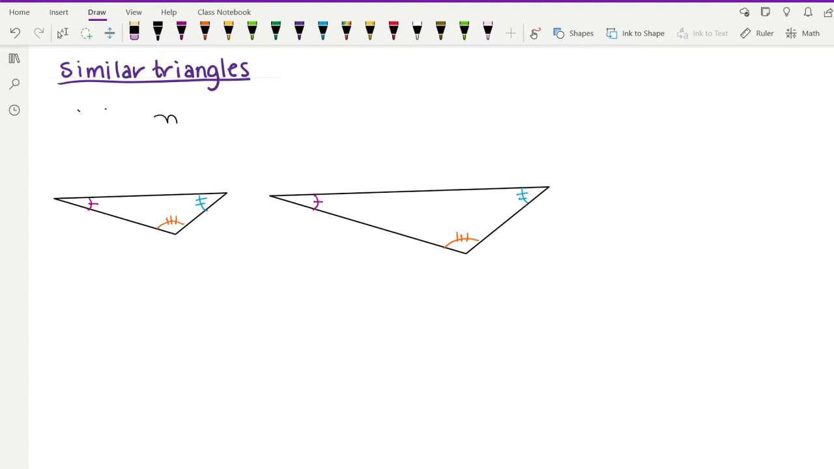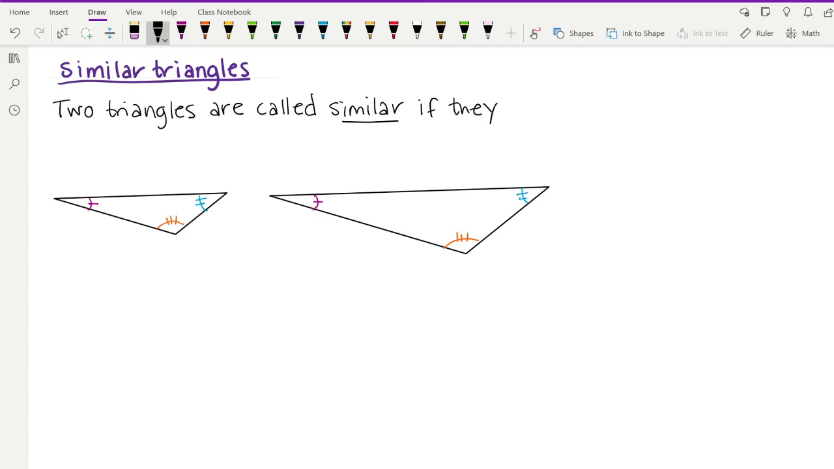or actually, let me phrase it this way. Two triangles are called similar if they have the same three angles. Okay, so like we said, same three angles, they also have the same shape.